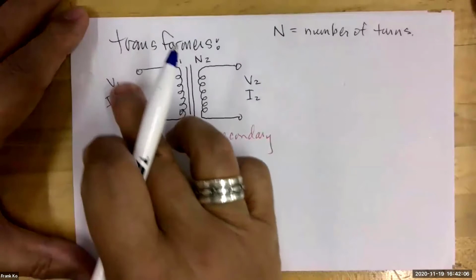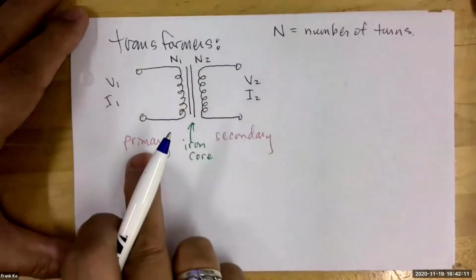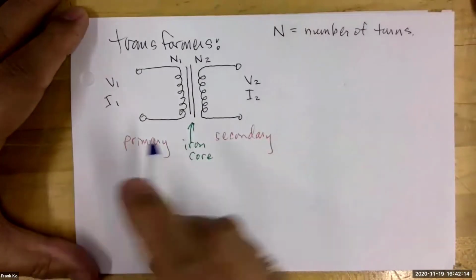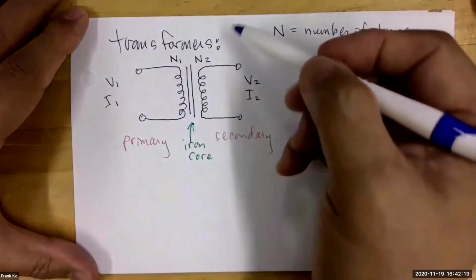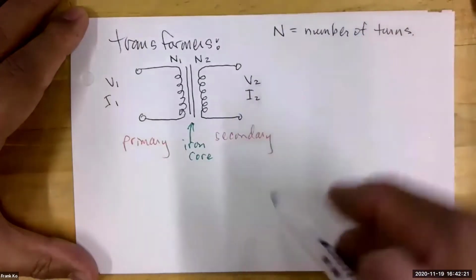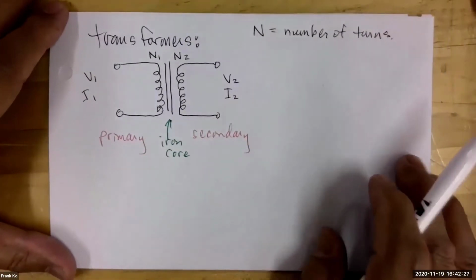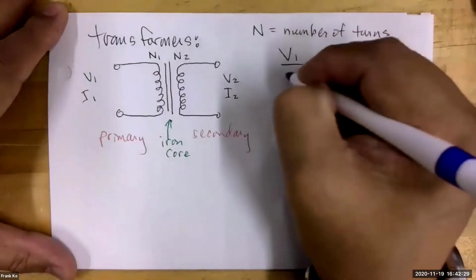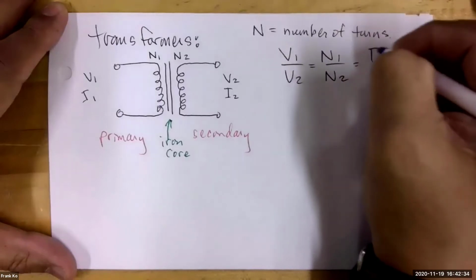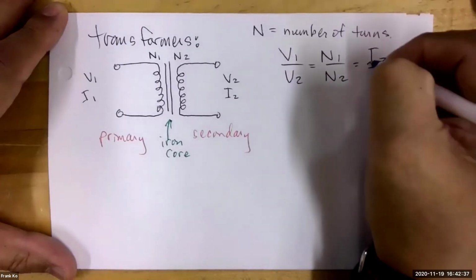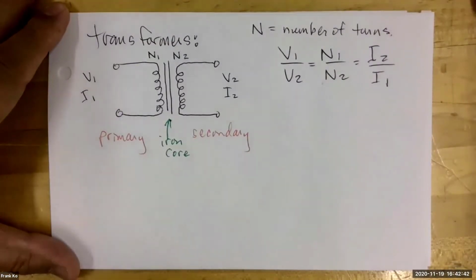So V1, I1, N1 all pertain to turns, voltages, and currents in what part of the transformer? In the primary. I2, V2, and N2 pertain to number of turns, voltages, and currents that occur in what part of the transformer? Secondary. Now here's the basic transformer formulas that'll help you with your homework. V1 over V2 is equal to N1 over N2 is equal to I2 over I1. Those are the basic transformer formulas. It's very easy to work your way around the math.